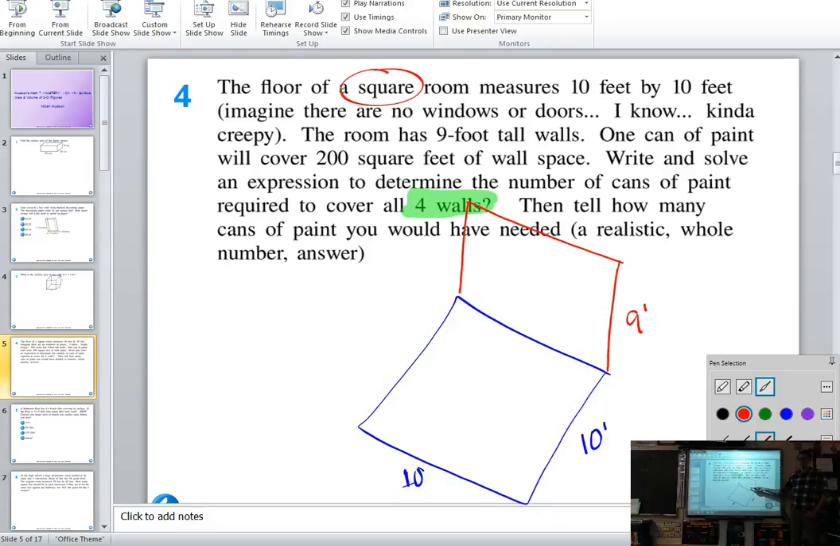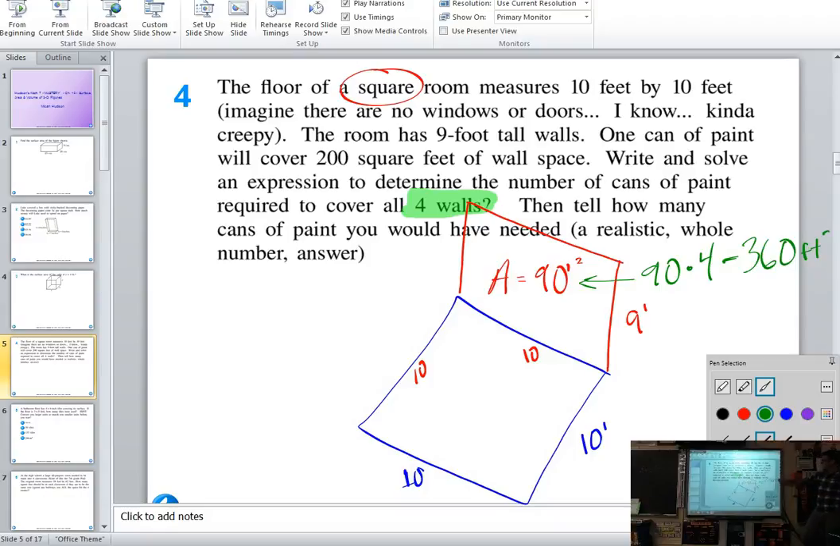If every wall is the same, how do I figure out the area of one of the walls? Derek, can you help me out? Multiply 9 by 10. What do you get then? 90. So if the area of one of the walls is 90 feet squared, which is not a great way to notate that, you should really write out FT, how do I figure out the total area of the room? Multiply the area of one wall by 4. Yeah, we take that 90 and multiply it by 4, and that gives us 360 feet squared.